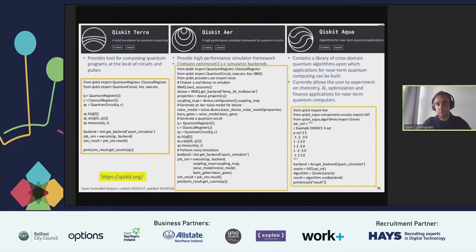So this is just some more example of Qiskit. This is simply how to make a circuit. Aer allows you to run it on either a simulator or a real machine, and then Aqua is for actual algorithms, such as Grover's.